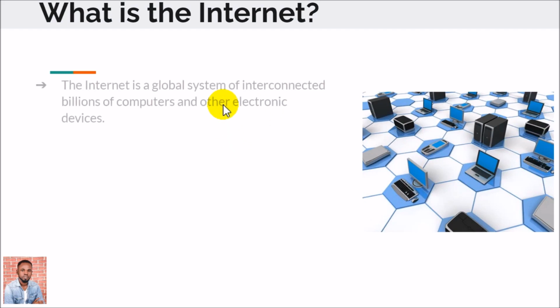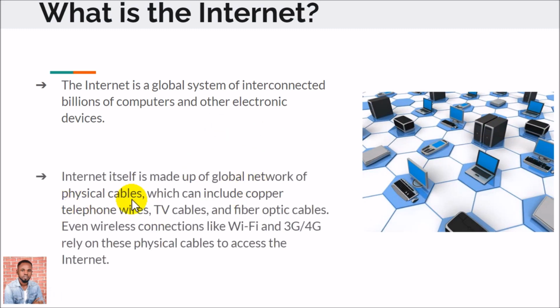The internet is actually a global system of interconnected computers and other electronic devices. What does it mean by saying global system? That means what you have as the internet is made up of different computers situated in different locations in the world, and they are connected by physical cables. One of the major cables used to connect the internet all over the world is the fiber optic cable. These cables can travel under the ground, they can travel in the sea, and travel long distances, kilometers, to help one computer and another computer communicate with each other.